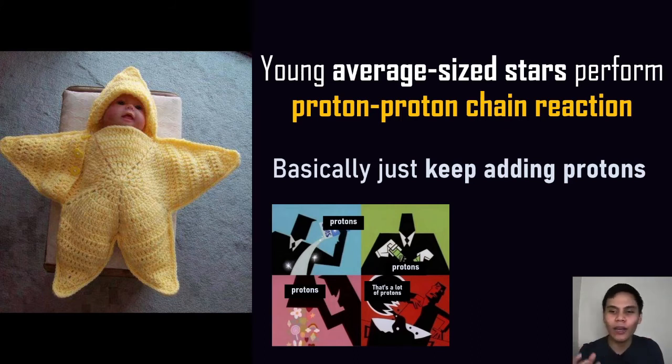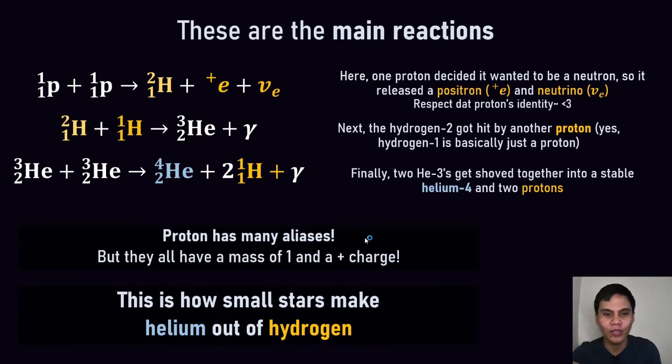So first we have the proton-proton chain reaction, which only happens with young average-sized stars, just like the sun. So these are also called main sequence stars. So they undergo a proton-proton chain reaction. In a nutshell, it's basically adding protons repeatedly onto the same thing. So you have the first step, you add protons. Second step, you add more protons. Third step, more protons. So let's see the nuclear reactions in this chain reaction.